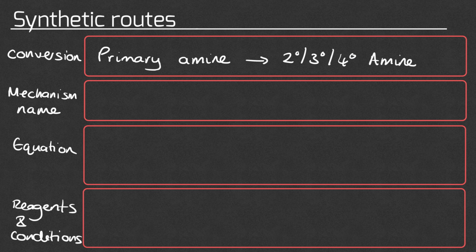The conversion of a primary amine to a secondary, tertiary or quaternary amine uses the nucleophilic substitution mechanism.